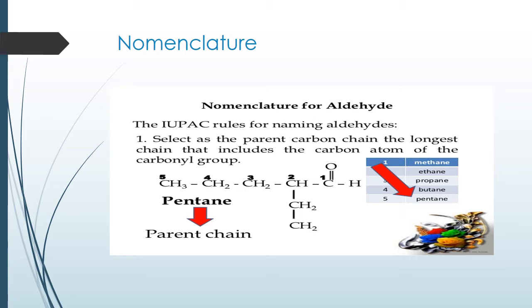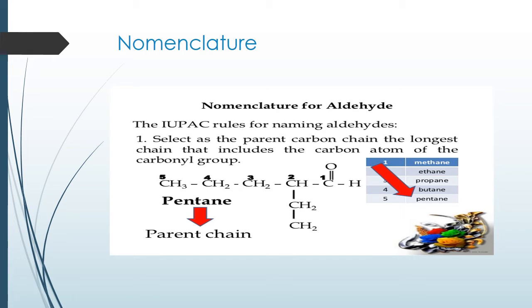For example, first of all, what are the rules? First rule, select the longest carbon chain. Second is the functional group, which is included with the parent carbon chain. It always gets the lowest possible number. I have repeated the rules. First rule, always, is to select the longest carbon chain.